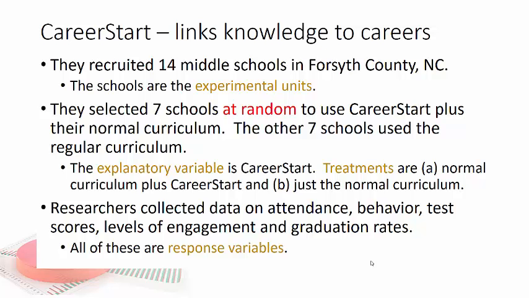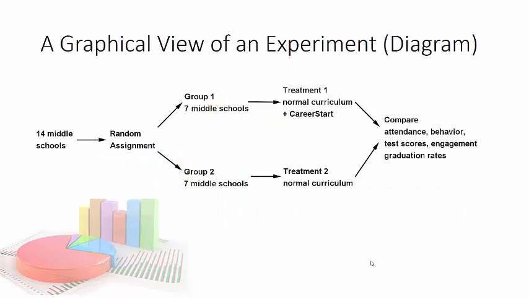Now here's another way to look at the experiment. So you can see here I've got my 14 middle schools that are participating in the experiment. Then I'm going to randomly assign them. And this isn't hard, but you have to make sure to do it right. Okay, so I'm going to randomly assign them to either Group 1 or Group 2. Group 1 is going to have Treatment 1, which is normal curriculum plus Career Start. Group 2 is going to have Treatment 2, which is just the normal curriculum. Then I'll compare the attendance, behavior, test scores, engagement, and graduation rates.